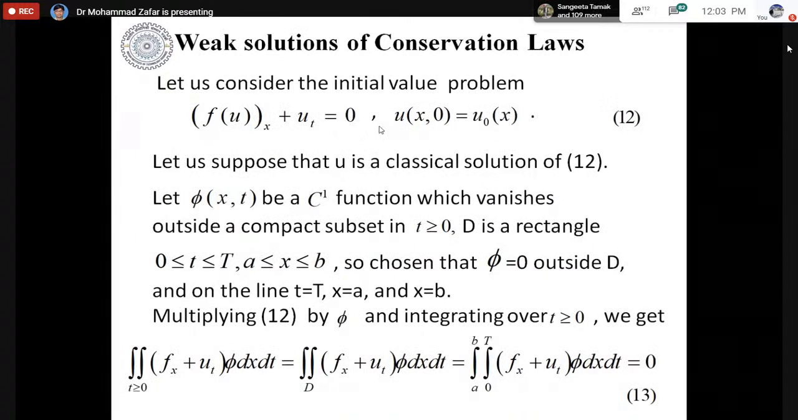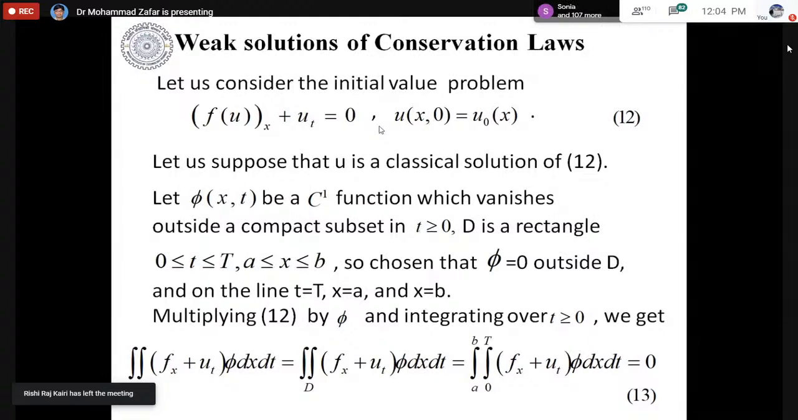Yesterday, Professor Sharma told till this point. Now further we extend his talk to the weak solutions of conservation laws. So we will derive today the weak solutions and the Rankine-Hugoniot condition for equation number 12. So let us consider again the initial problem: f(u) sub x plus u_t equal to 0, u(x,0) is equal to u naught x. Now let us suppose that u is a classical solution of equation number 12.